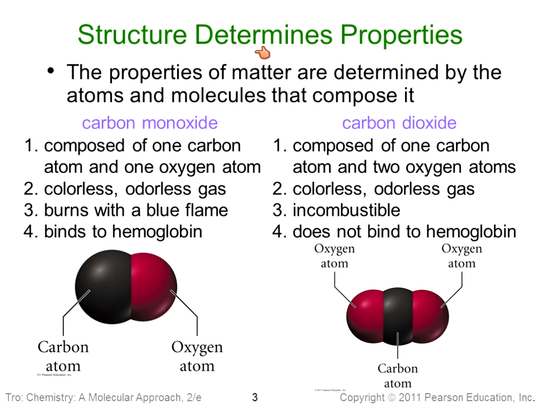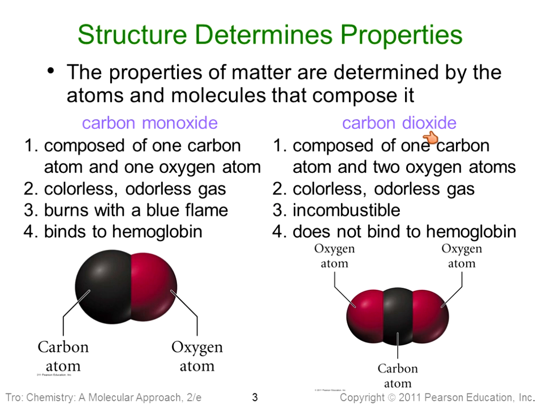First thing we'll look at is how structure determines properties of matter. The properties of matter are determined by the atoms and molecules that compose it. Two examples here. One's carbon monoxide. It has one carbon atom, represented by this one, and an oxygen atom, represented by this one. Carbon monoxide is a colorless, odorless gas, burns with a blue flame, and it can even bind to hemoglobin.